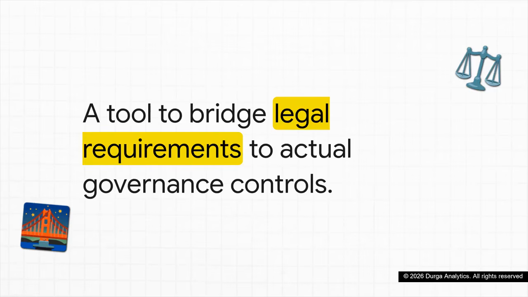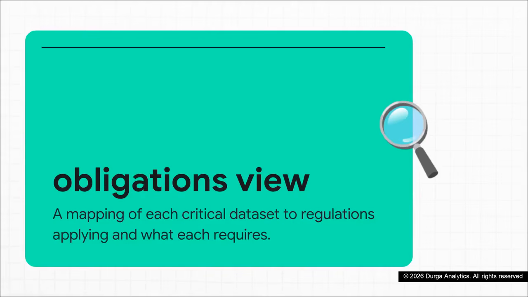But to operationalize that govern once, comply many mantra in the real world, you can't just rely on good intentions. You need a specific, hands-on artifact. We call this the obligations view. An obligations view is the literal bridge between the legal world and the governance controls that actually satisfy it. It lists precisely which critical data sets you have, which rules apply to them, and what specific actions are mandated. Do you need to protect it, aggregate it accurately, report it, retain it, or trace it?